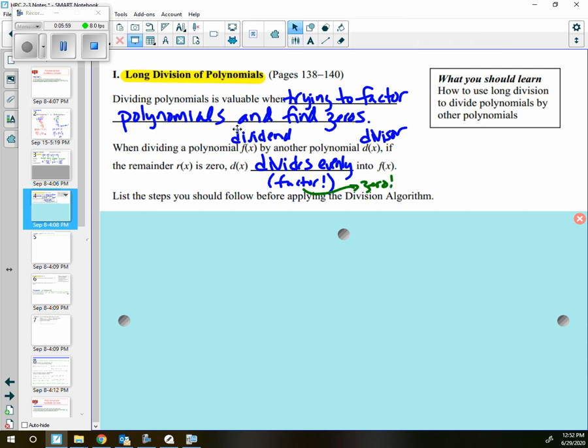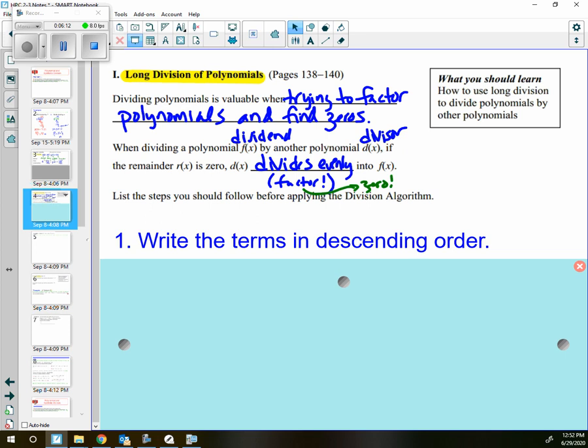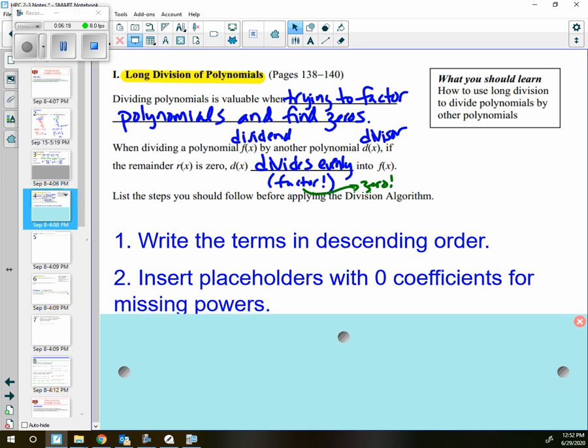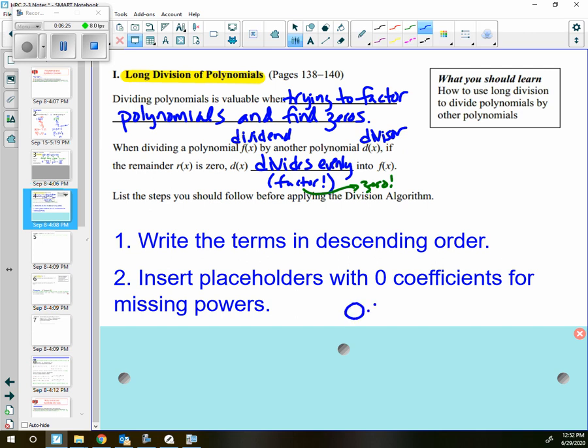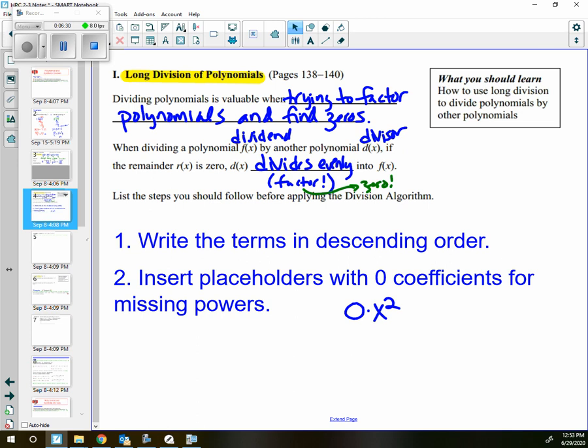We're going to be dividing polynomials, and you can divide any polynomial by any other polynomial, a degree 7 by a degree whatever. The higher the degree, though, the harder that is, the more work it is to do. So when you're going to divide these polynomials, there's a few things to keep in mind. Make sure you write your terms in descending order, so highest degree term down to lowest degree. If you're missing a term, you've got to make sure you insert the placeholder with 0 coefficients. So for example, if I didn't have an x squared term, I would still want to put in the 0x squared to make sure I have that place value represented.